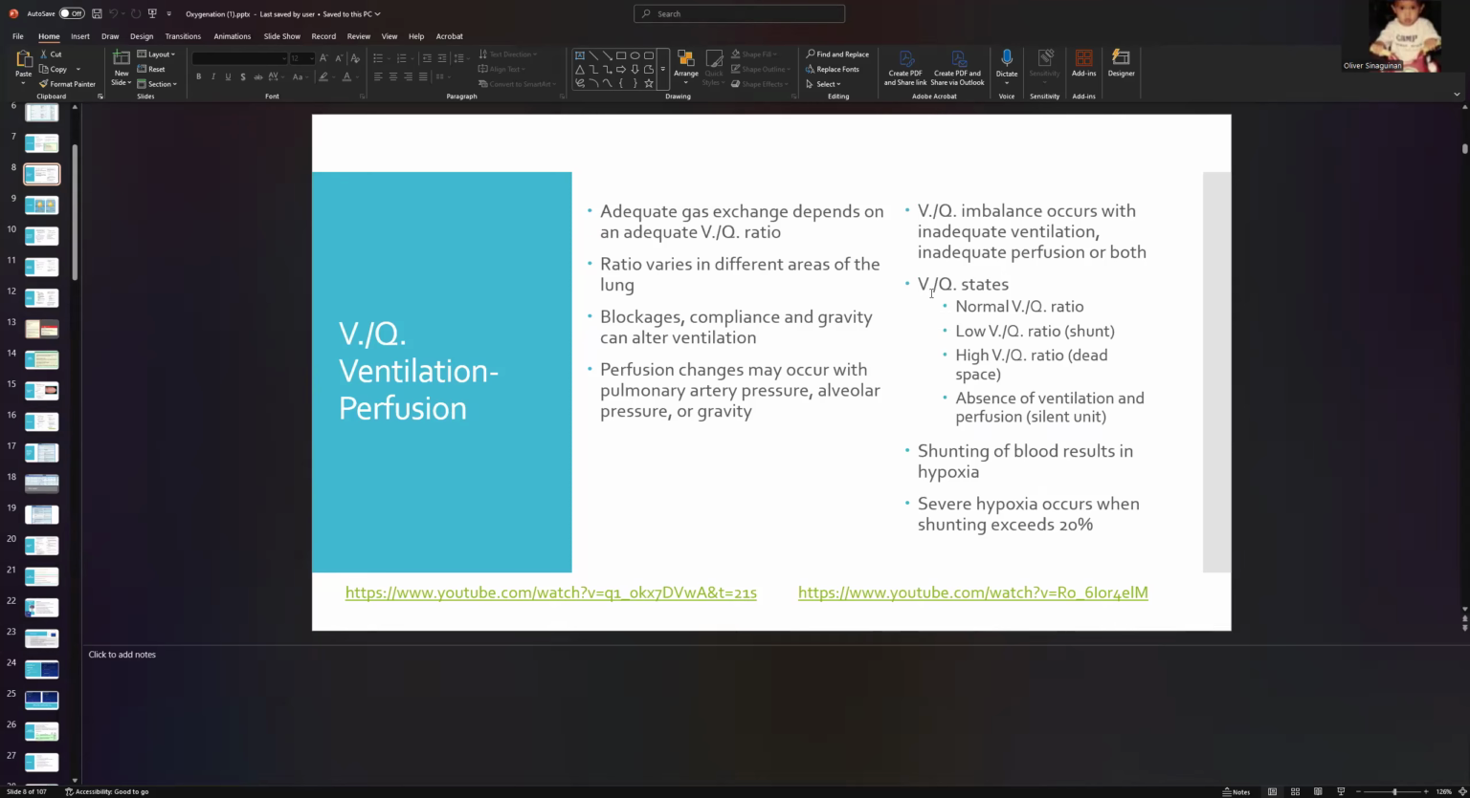So you either have a normal VQ ratio, which is a good gas exchange, a low VQ ratio, which is a shunt, and then a high VQ ratio, which is a dead space. And then absence of ventilation and perfusion, which is a silent unit. We'll get that in a second.